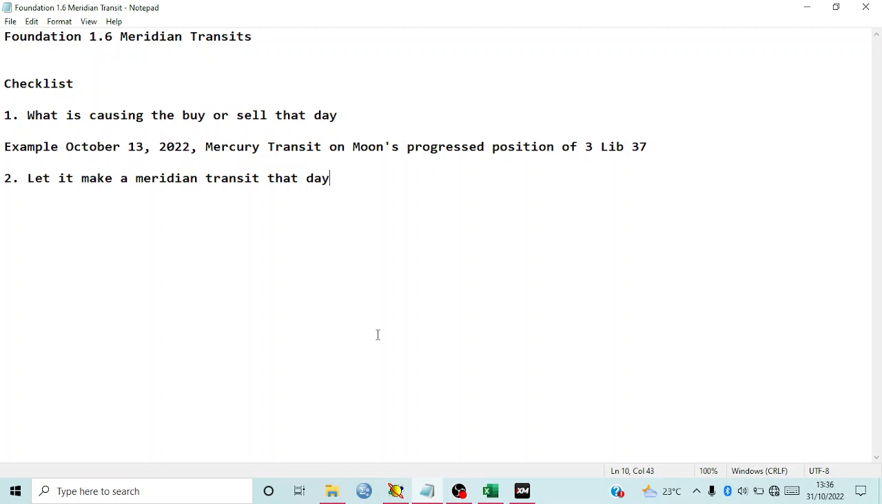Let's talk about other planets' transits on radical places or progressed positions of the sun, the moon, the ascendant, or the midheaven. Not only that, but what about the daily fluctuation influences, the aspects and the in-between aspects positions? How do we know around what time exactly that day we should be looking for a buy or sell?